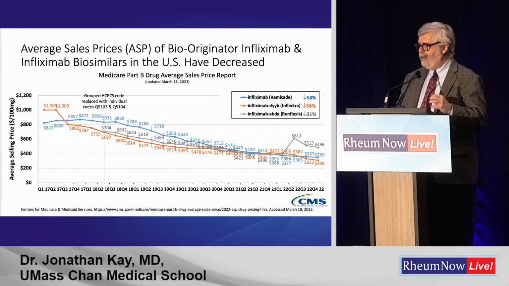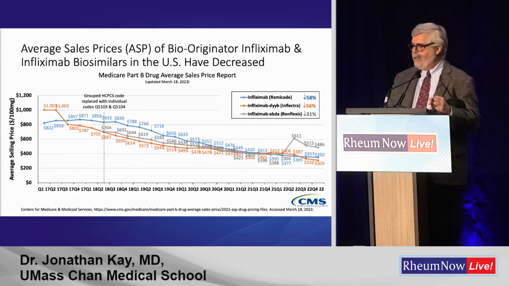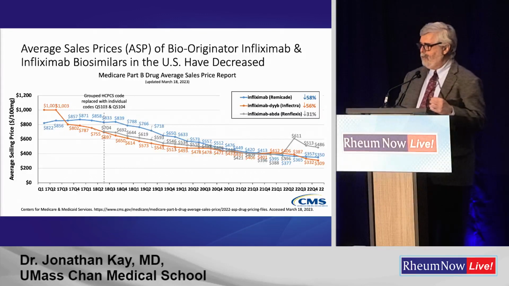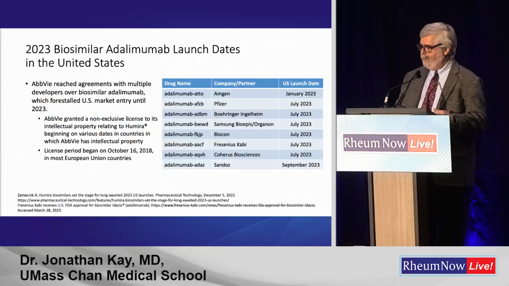And then in the first quarter of 2018, when the second biosimilar infliximab was released, you can see that there was competition and all of the infliximab prices dropped at a more rapid rate. Interestingly, during the last 3 quarters, the average sales price of the second biosimilar infliximab, the one in gray, has gone up higher than both the reference product and the other infliximab. This is due to loss of discounts and rebates.